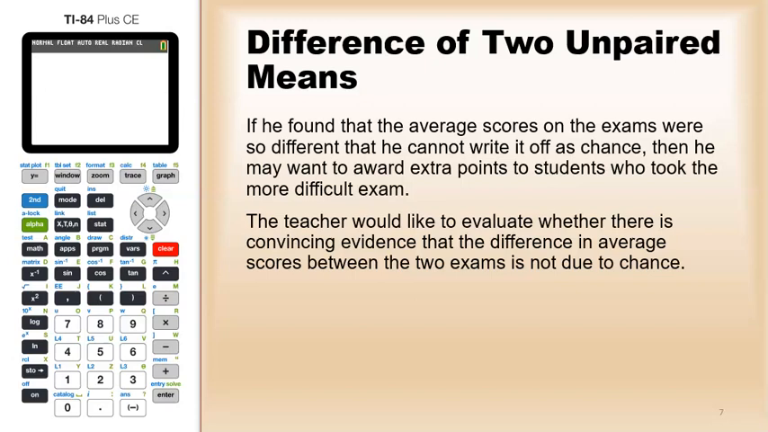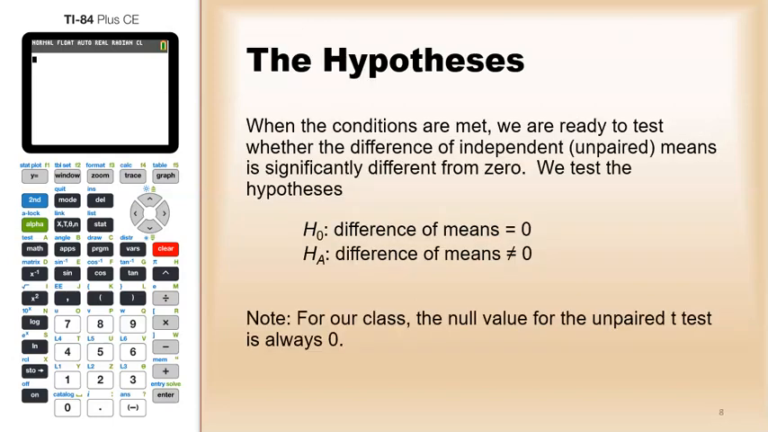So the teacher would like to evaluate whether there is convincing evidence that the difference in average scores between the two exams is not due to chance. So when the conditions are met, we are ready to test whether the difference of independent, unpaired means is significantly different from zero. So in this case, is the difference of unpaired means equal to zero or not equal to zero? And as with all the other difference tests we've been looking at, for our class, the null value for the unpaired test will always be 0.